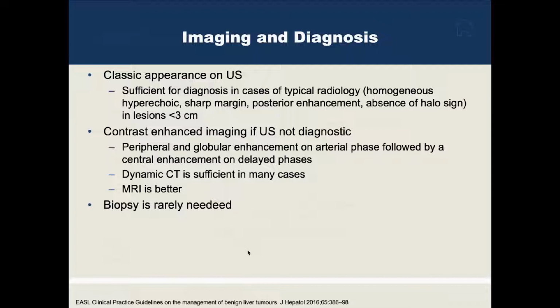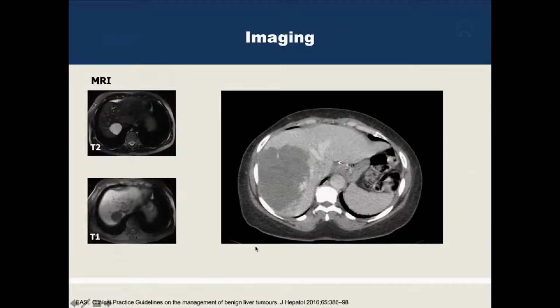If the ultrasound is not diagnostic, then one should consider a contrast enhanced imaging. That could be a dynamic CT, which is sufficient in many cases, although an MRI is better. And this is a picture of a hemangioma.